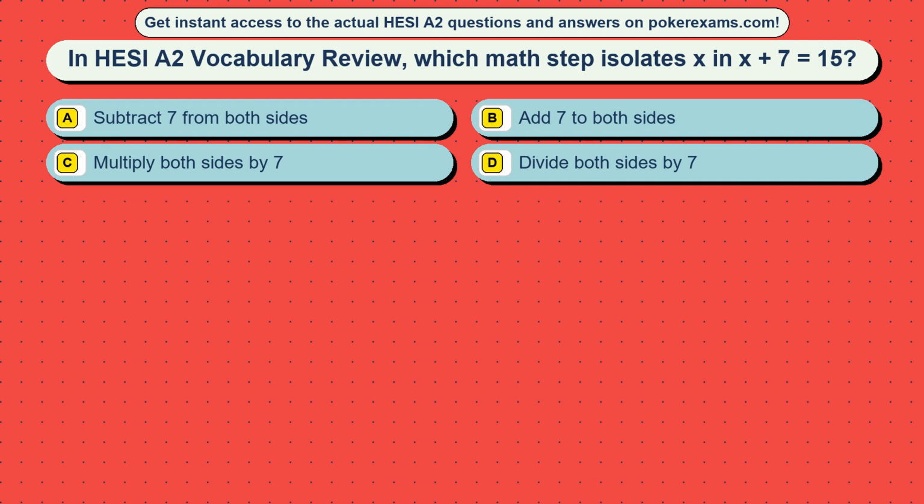Question 13. In HESI A2 Vocabulary Review, which math step isolates x in x plus 7 equals 15? Option A, subtract 7 from both sides. Option B, add 7 to both sides.